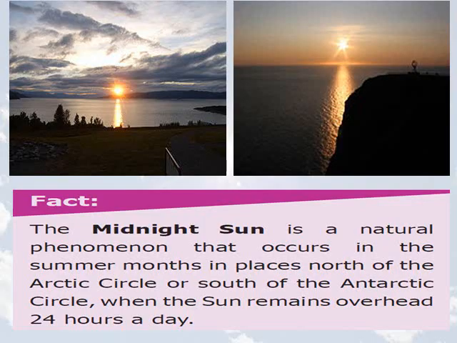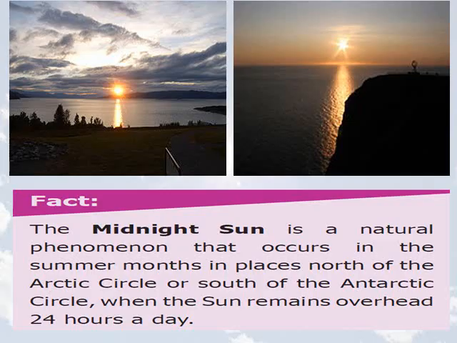Yes, my dear children, midnight sun is a natural phenomenon. That is a naturally occurring thing that occurs in the summer months in places north of the Arctic Circle or south of the Antarctic Circle. That is, the sun remains visible at the local midnight. When the midnight sun is seen in Arctic, the sun appears to move from left to right. But in Antarctica, the equivalent apparent motion is from right to left. So we have midnight sun.